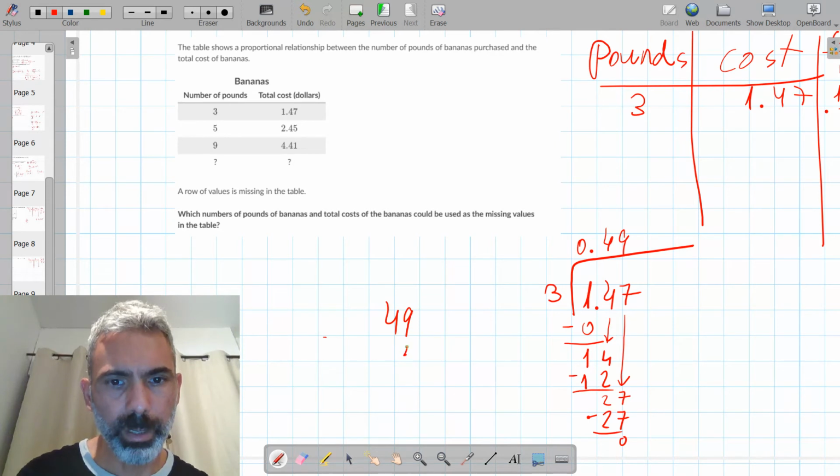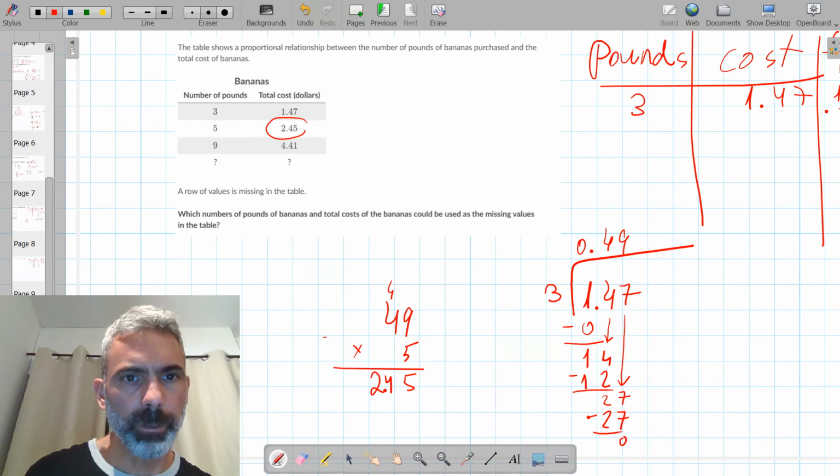49 cents times 5. 5 times 9 is 45. 5 times 4 is 20, plus 4 is 24. We shift the decimal point 2 places to the left, so we get 2.45.